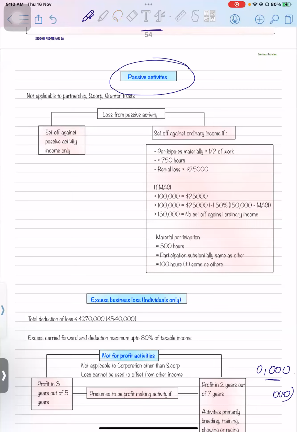See, in India also, if you have a capital loss, you can set off against capital gain only. Same way, they have a rule that if you're not actively participating, right, then you will not be able to set off against ordinary income. Otherwise, everyone, what they will do, they'll just invest a lot of money into the stock market and they will have a loss.